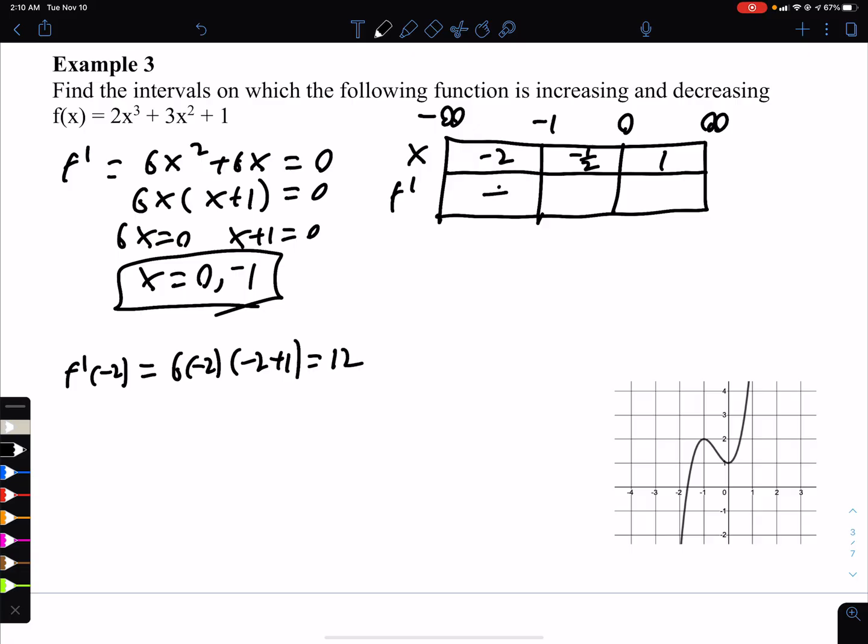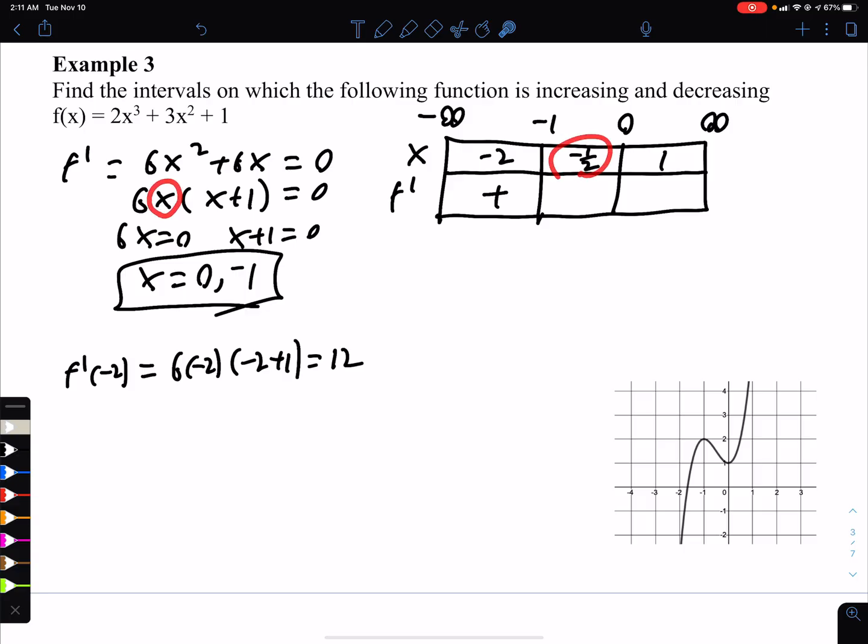Now, it's positive in that region. You don't have to actually calculate that. Watch. This is negative because I'm putting in negative 2. That's negative. Negative 2 plus 1 is negative, and two negatives make a positive, so I know it's positive. You don't have to find the value. Just know it's positive. Now I'm going to plug in negative 1/2.